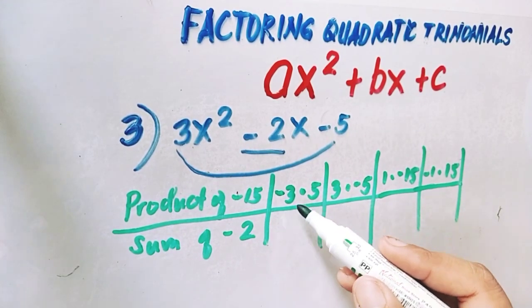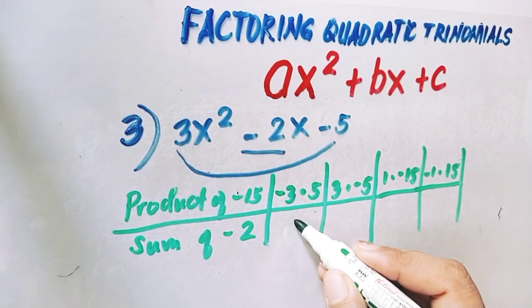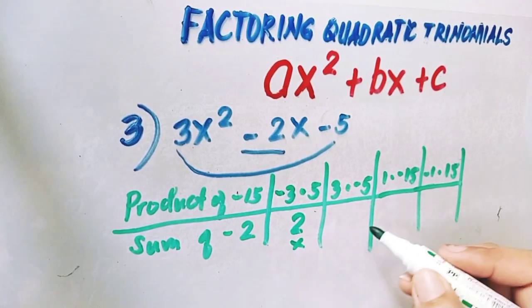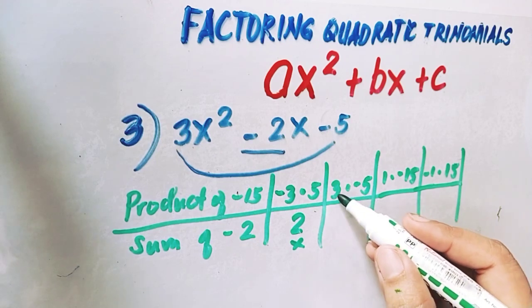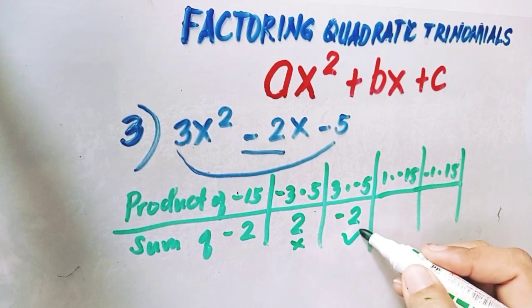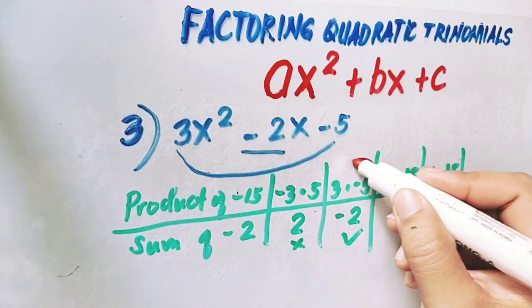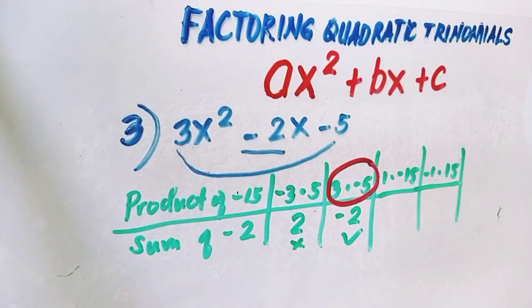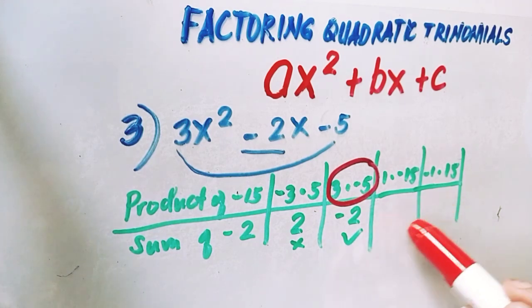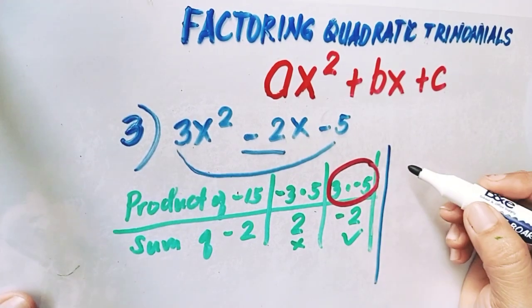Then let's check the sum. Negative 3 plus positive 5, since 5 is bigger, so our sum is positive 2. So this is not the one. And then for the second pair, we have 3 plus negative 5, and it should be negative 2. And this is it. So we will use now the factors 3 and negative 5. No need to check for the remaining two factors since we found already the correct one. Then proceed to step 2.